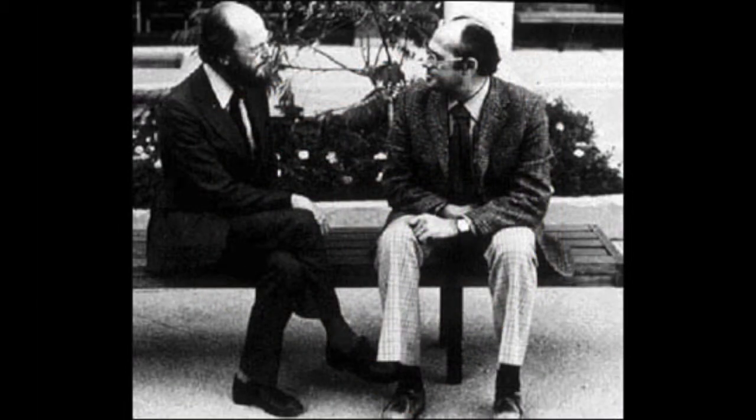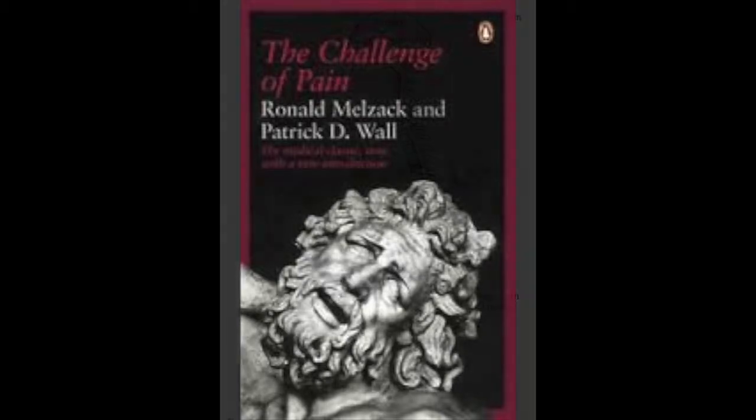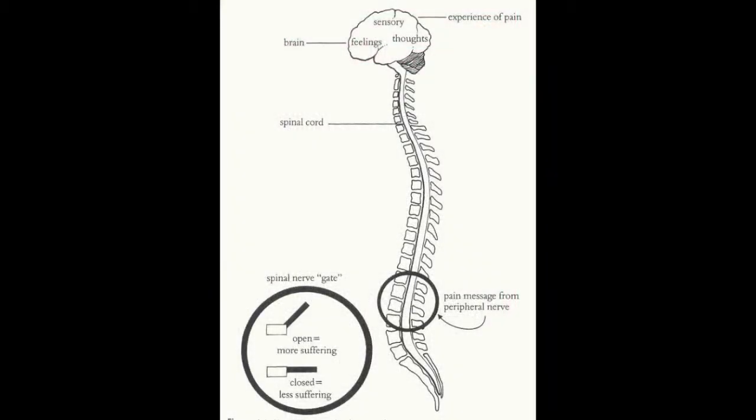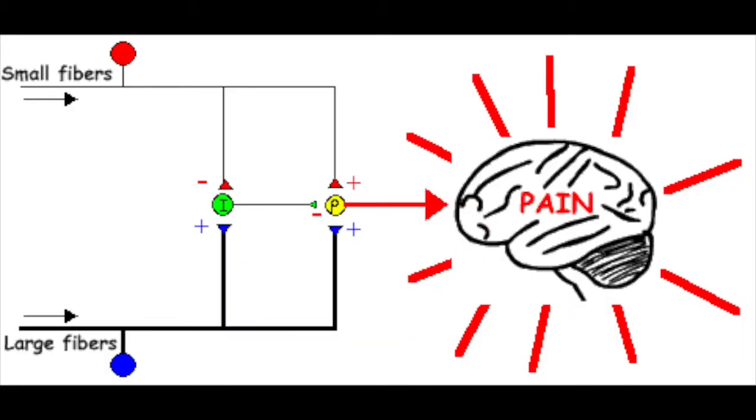To explain why thoughts and emotions influence pain perception, Ronald Melzack and Patrick Wall proposed the gate control theory of pain. This theory postulates that a gating mechanism exists within the dorsal horn of the spinal cord. Small nerve fibers which contain pain receptors and large nerve fibers which contain normal receptors synapse on projection cells, here labeled with a P.